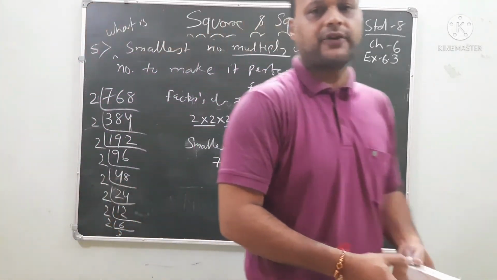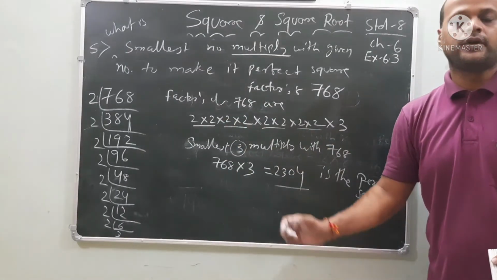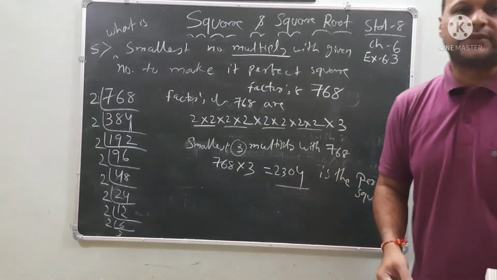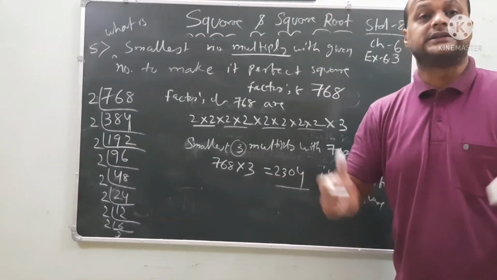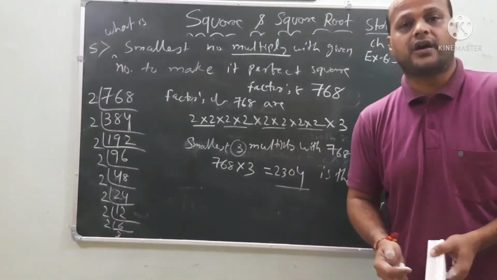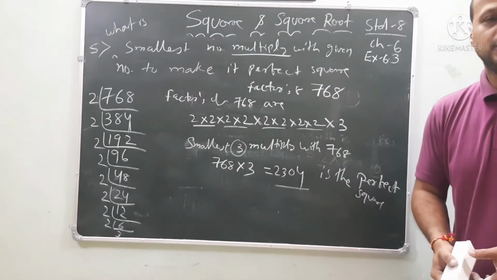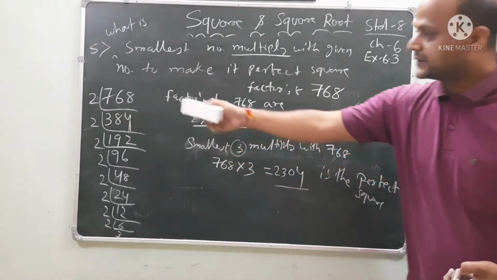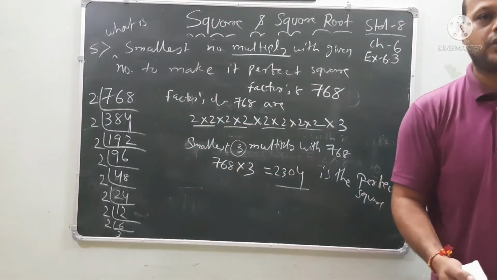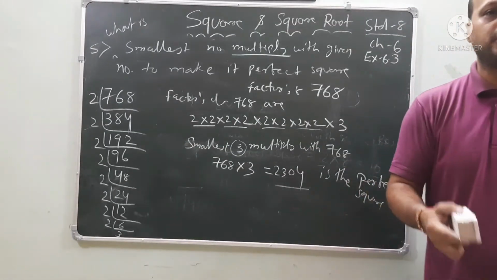Understood, my dear friends? This is the process of finding the smallest number to multiply with a number so that the whole number becomes a perfect square of some number. Okay, my dear friends? Understood? And the rest of the numbers you will do on your own by this process only. If you have any doubt, write in my comments. I will solve it and show you.